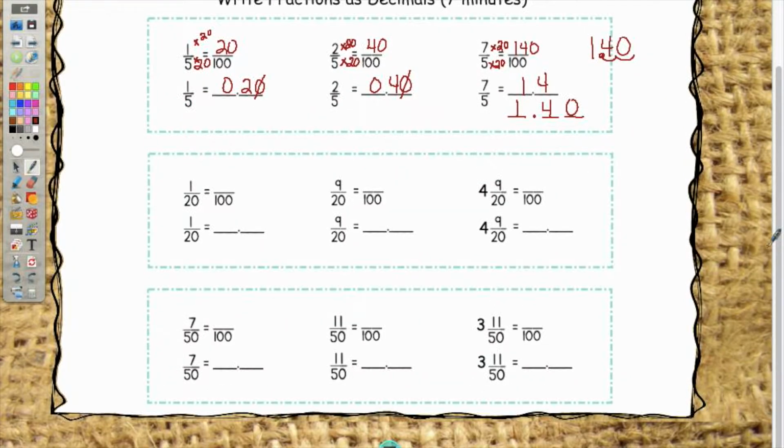Okay, so 20 times what equals 100? 5. Just the opposite of what we did. So how do I write 5 hundredths? 0.05. Good. Okay. Jair, what's the next one? Okay, so 9 times 5 is? How do I write 45 hundredths?